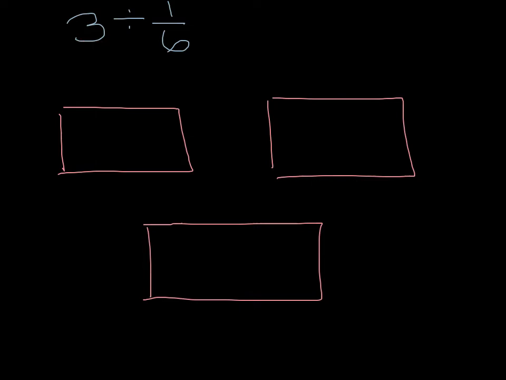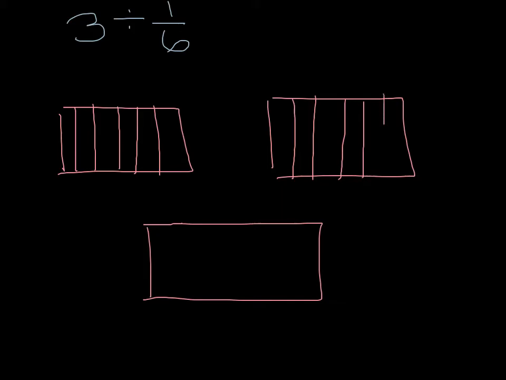So now what I have to do is split each of these wholes up into 6 equal parts. Best way to do it, split it in half first, then split each half into thirds. Doesn't have to be perfect. I'm not going to fill in all of them, but each of these represents 1/6 because my whole is split up into 6 equal parts.